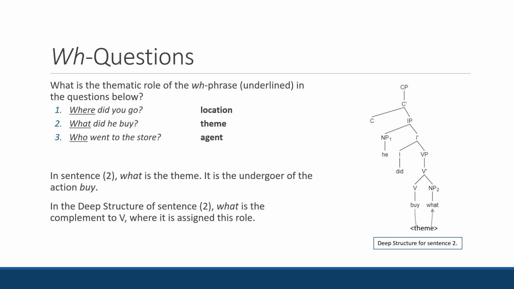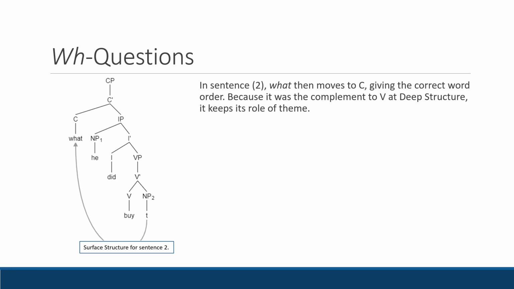The deep structure is drawn over here. So he did buy what? And what is assigned the theme from the verb buy. In the deep structure of sentence 2, what is the complement to the verb, where it is assigned the role. And then it will move. So then it moves up to the top, up to the front, but it keeps its theme.